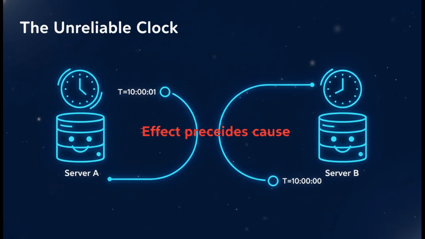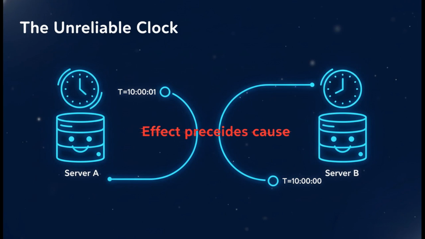So, why is time so completely unreliable? Well, first off, physical server clocks, they're not perfect. They drift. One clock runs a tiny bit faster, another a tiny bit slower, and pretty soon they just don't agree. Now, you might be thinking, but wait, we have Network Time Protocol, NTP, to sync them. And yeah, we do, but NTP is not magic.